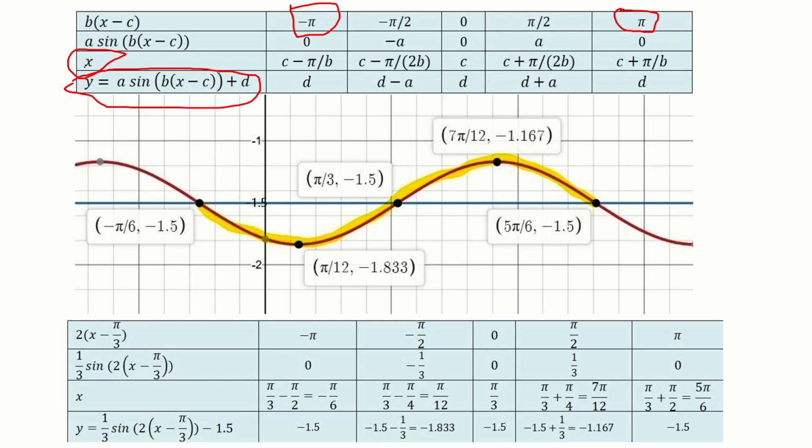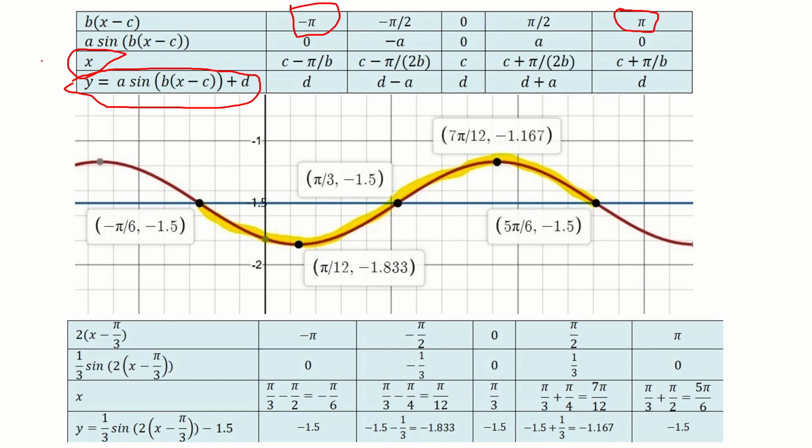Now, 1 divided by 3 sine of 2 times x minus pi divided by 3 would be equal to 0, negative 1 divided by 3, 0 once more, positive 1 divided by 3, and 0. You might be noticing a pattern, and yes, you're correct. The next value would be negative 1 divided by 3, followed by 0, followed by positive 1 divided by 3, followed by 0, followed by negative 1 divided by 3, and so on. This is the most consistent value here.